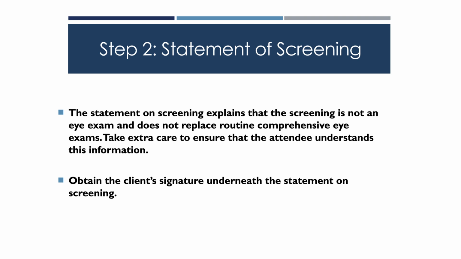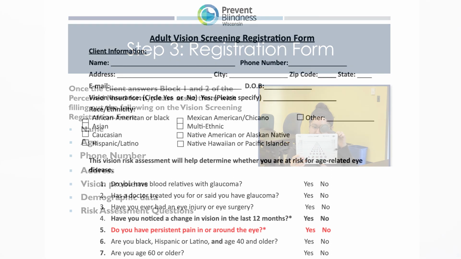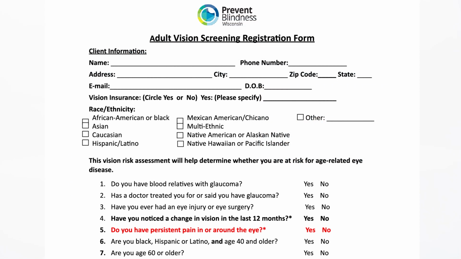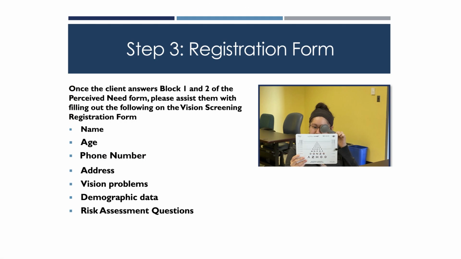After the client signs a statement of screening form, you are then going to take them through the adult vision screening registration form. The registration form collects contact information on the client you're screening, so we want to fill out the top half: name, address, phone number, date of birth, and if they have an email address. Phone number is imperative to put down if they do have one, because this is how we are going to follow up with the client if they do not pass their vision screening. If the client cannot see this, you can ask them the questions and fill them out for them.